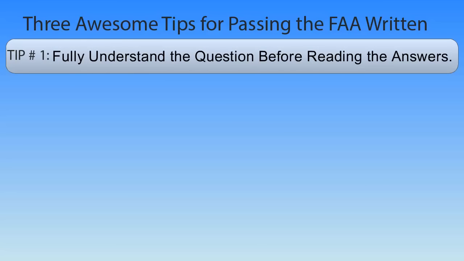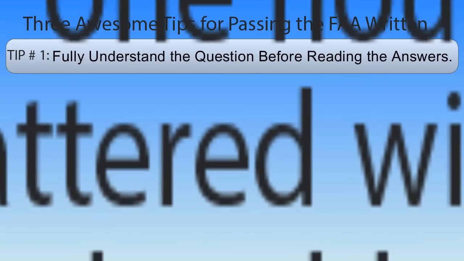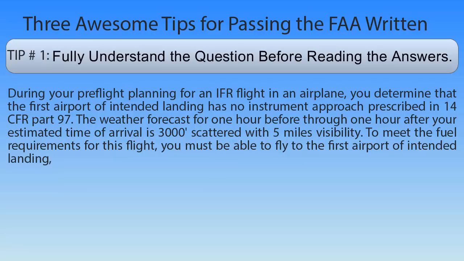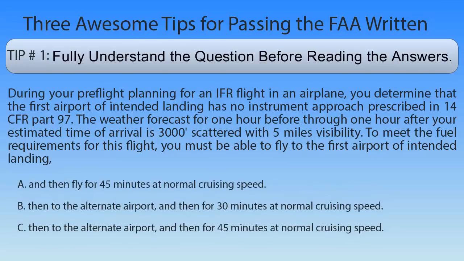Let me explain. For example, a question says, during your pre-flight planning for an IFR flight in an airplane, you determined that the first airport of intended landing has no instrument approach procedure prescribed in 14 CFR Part 97. The weather forecast for 1 hour before through 1 hour after the estimated time of arrival is 3,000 feet scattered with 5 miles visibility. To meet the fuel requirements for this flight, you must be able to fly to the first airport of intended landing, and here are the 3 answers.